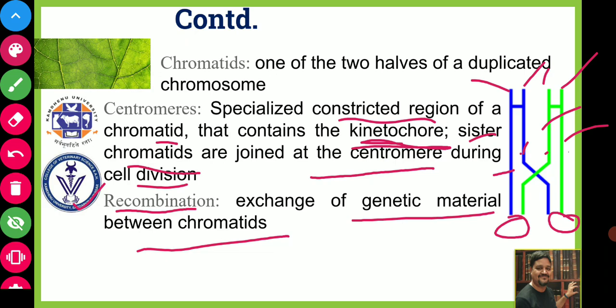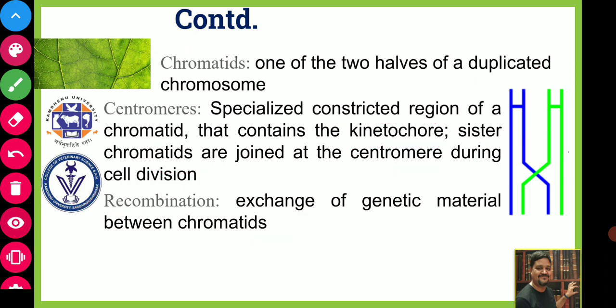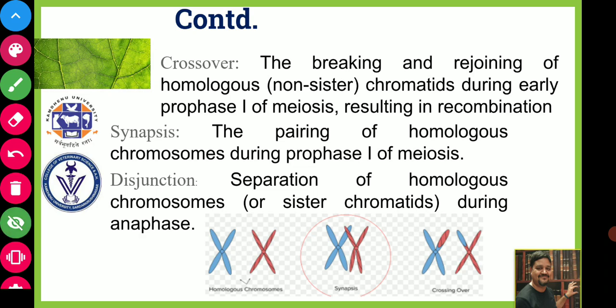So the exchange of genetic material between the chromatids often occurs between the non-sister chromatids. This is called recombination. Actually, recombination is the result that comes after a phenomenon. So what is that phenomenon? That we will see in the next slide. The phenomenon is crossing over or crossover.